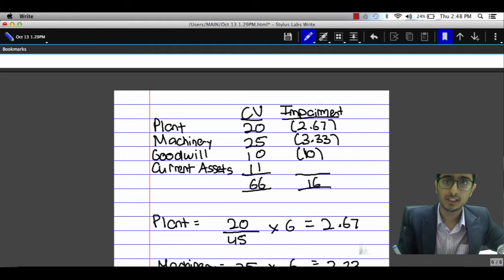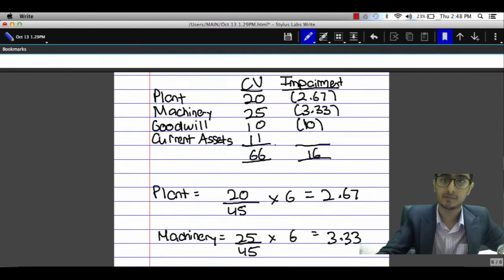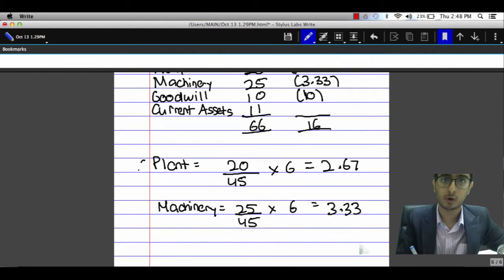Okay, so this means now I have allocated all 16 of impairment loss to the individual assets. Okay, remember, first one is to assets which are destroyed. Next one is to goodwill. Remember, goodwill is by the full amount. And the remaining one we will allocate to other non-current assets on a pro rata basis. Yes, this is what you call pro rata.